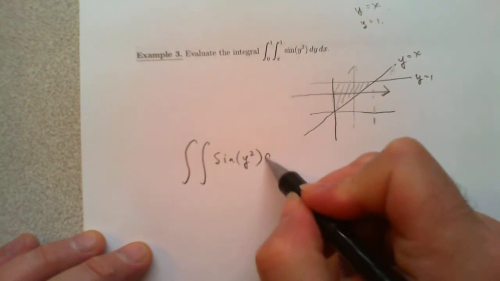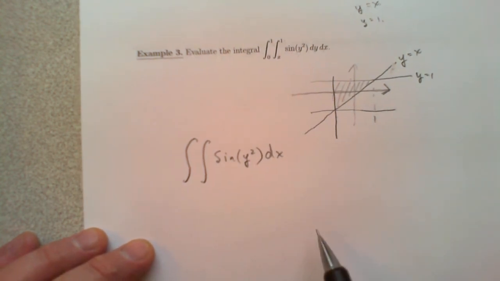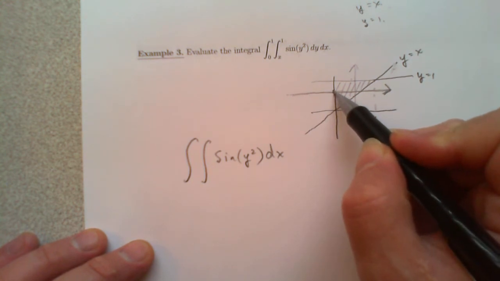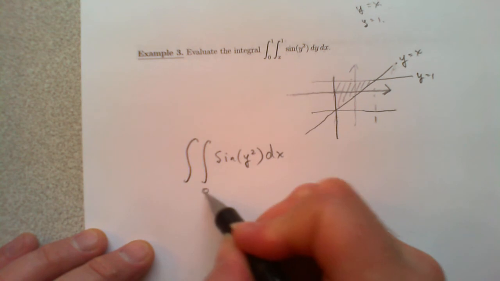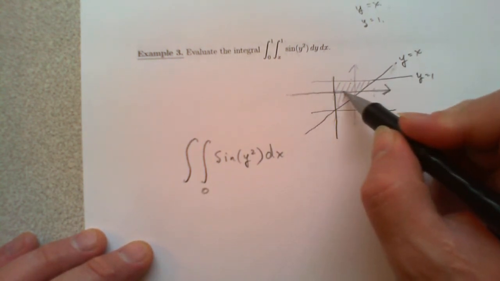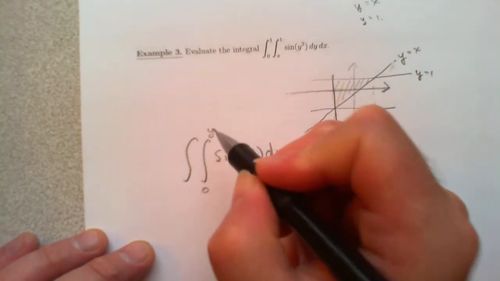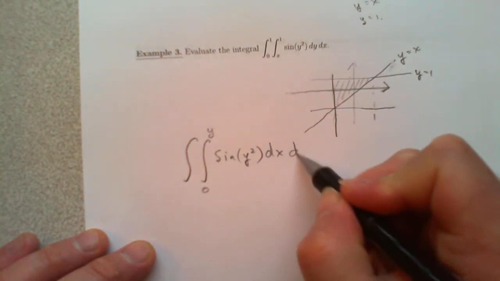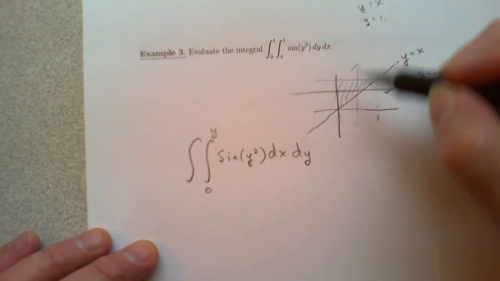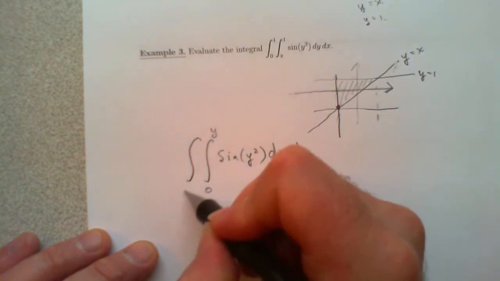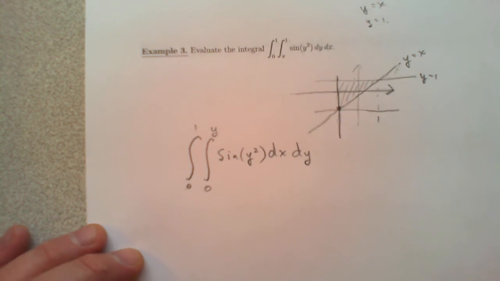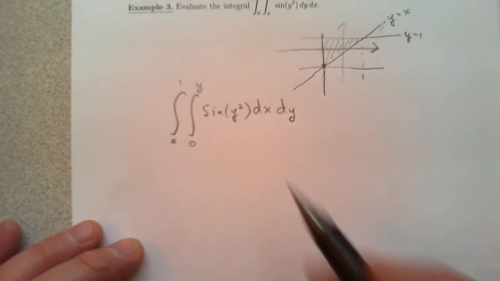The function remains the same. dx, coming in the direction of x. I enter at the line x equals 0. I exit at the line x equals y. Now how far do I have to go over the y-axis? From 0 to 1. Now we just keep going until we get to a sticking point.